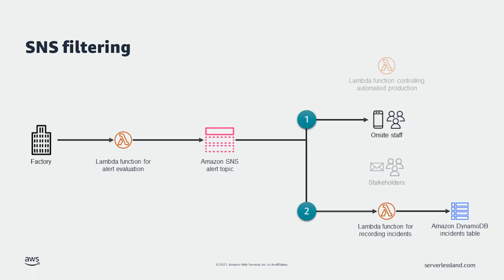SNS offers many features to help move events through your application. One feature is the ability to filter events. To explain this, let's go back to our factory floor example. Let's say the system detects some issue, but there's not a need to shut down operations. In this case, a warning is sent to the alert topic. This will still alert the on-site staff, and record the incident in the log. However, using filters, I do not invoke the Lambda function to shut down the operations, and the stakeholders will not have an email waiting for them.